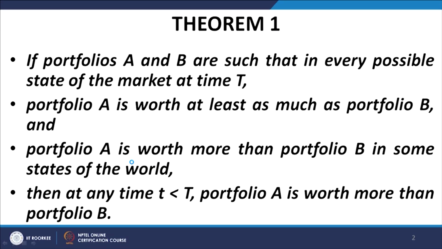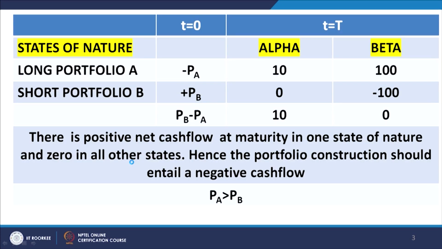Welcome back. So, we were discussing this theorem which is there on your slide. If portfolios A and B are such that in every possible state of the market at time capital T, which is the investment horizon, portfolio A is worth at least as much as portfolio B, and portfolio A is worth more than portfolio B in some states of the world, then at any prior time portfolio A is worth more than portfolio B. We try to establish this theorem by virtue of this example.